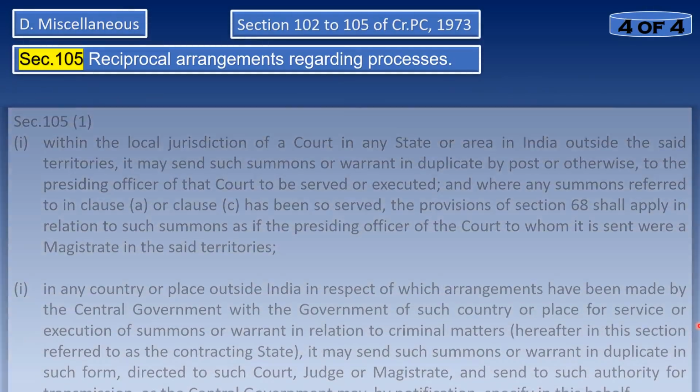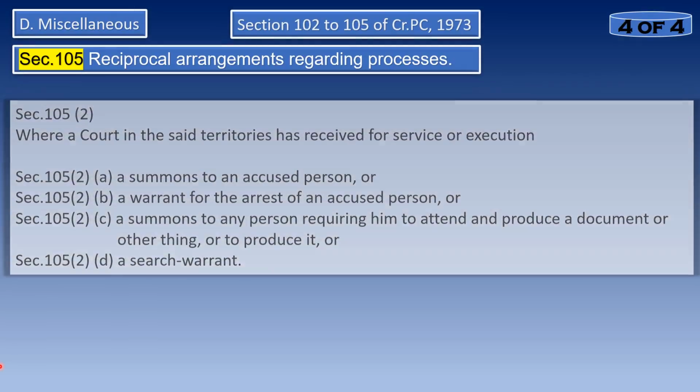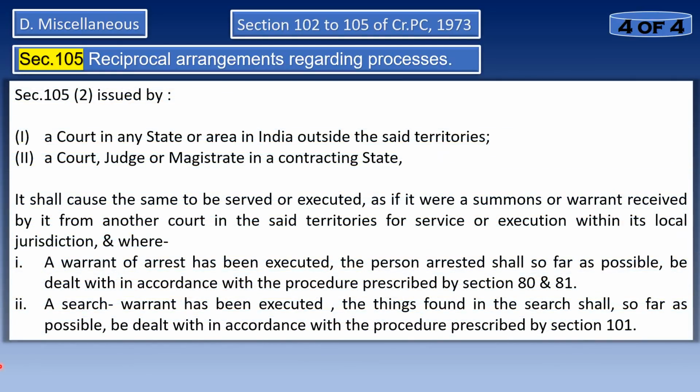Next, subsection 2 of 105 says, where a court in the said territories has received for service or execution: A, a summons to an accused person; B, a warrant for the arrest of the accused person; C, a summons to a person requiring him to attend or produce a document or other thing; and D, a search warrant. And such is issued by a court in a state or area in India outside the said territories, or a court, judge or magistrate in a contracting state.